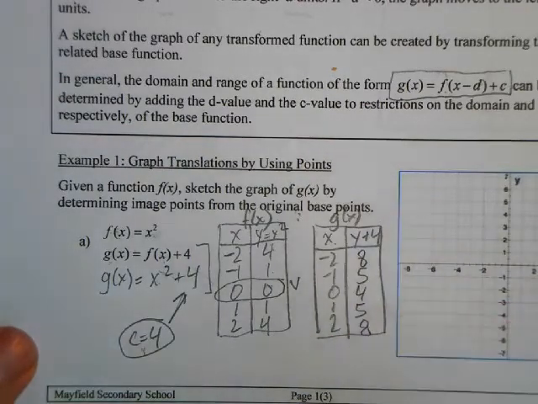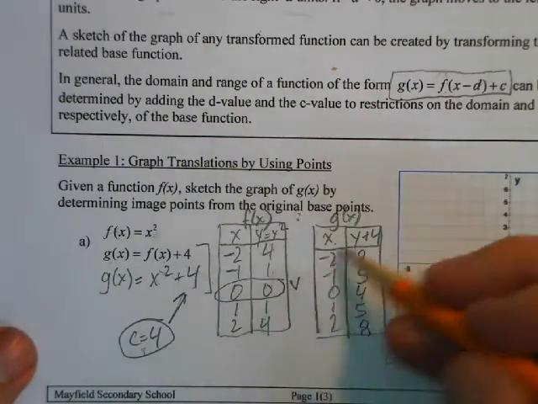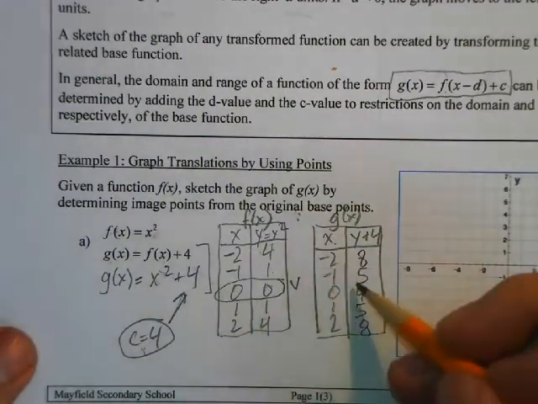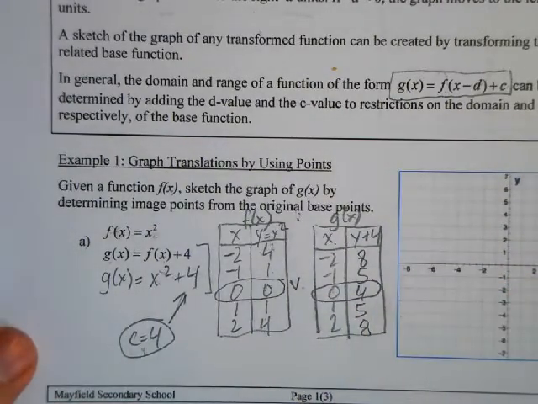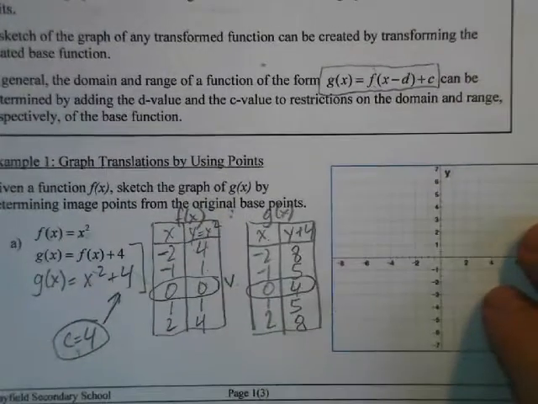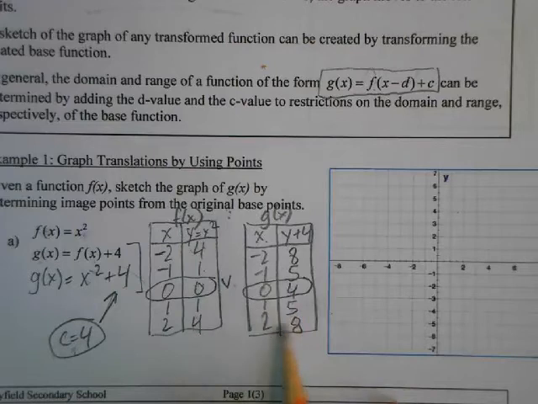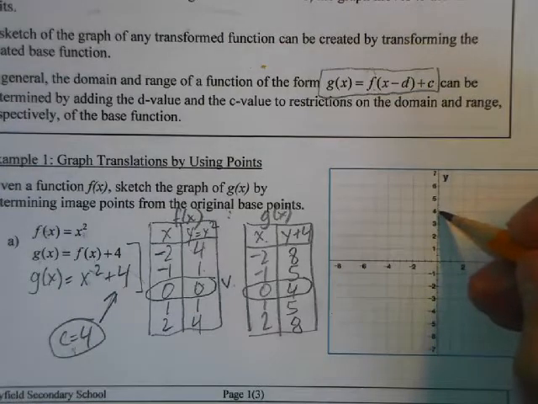and 8 again. Now, what happens when we transform these base points? The vertex is still the vertex. So that middle point, 0, 4, is our new vertex. Okay, so now all we'll do is take those 5 key points. I'm going to start off in the middle with 0, 4. So 0, 4 would be right here.